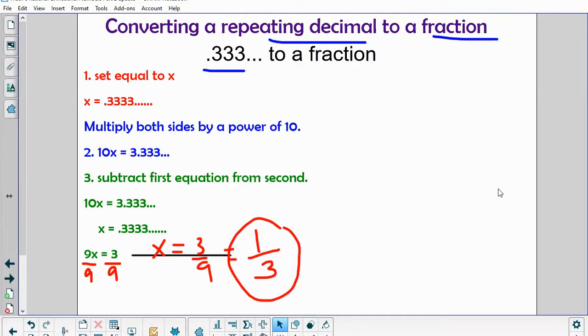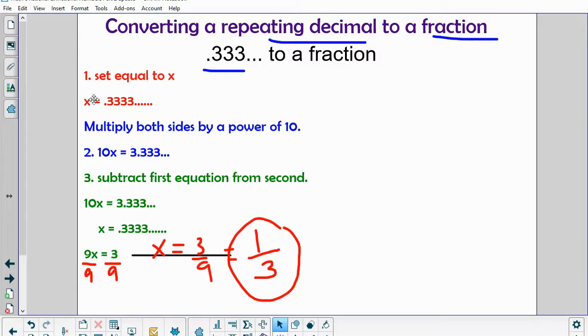All right, so now we want to talk about a couple of things we might see in this lesson. First of all, we might be converting a repeating decimal into a fraction. So, for example, the repeating decimal 0.33333. In order to turn that into a fraction, we can't just write 3 over 10 because it repeats.